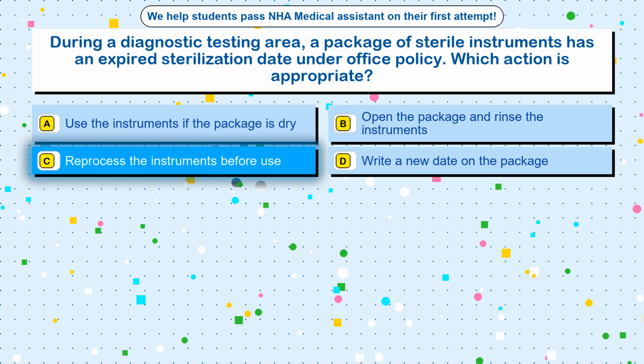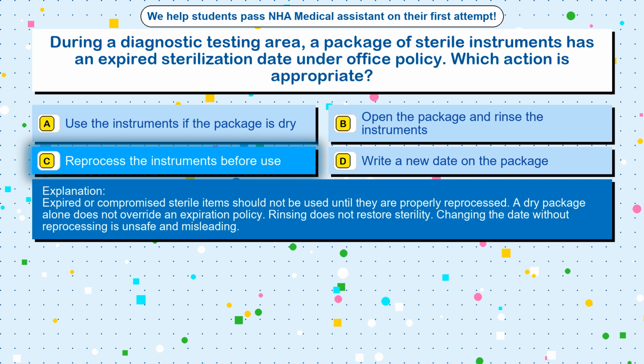The correct answer is option C. Reprocess the instruments before use. Expired or compromised sterile items should not be used until they are properly reprocessed. A dry package alone does not override an expiration policy. Rinsing does not restore sterility. Changing the date without reprocessing is unsafe and misleading.